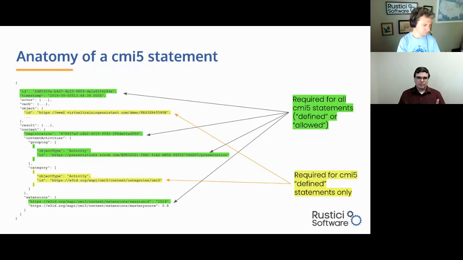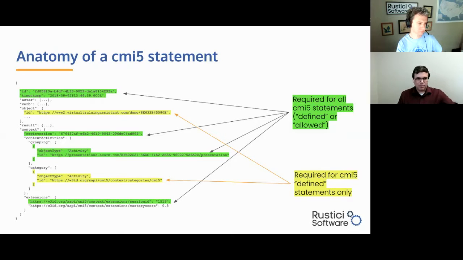SCORM didn't have a nice way to do attempts. It had the theory of attempts, but it was a disaster and nobody implemented it correctly. xAPI doesn't have attempts, it has a registration that people hope you would use, but has no concept of a session whatsoever. So cmi5 enforces the premise of an attempt, and there's absolutely no way in the standard to avoid supporting this.